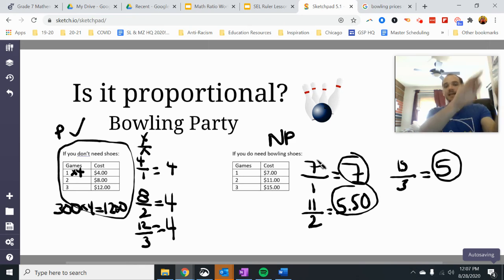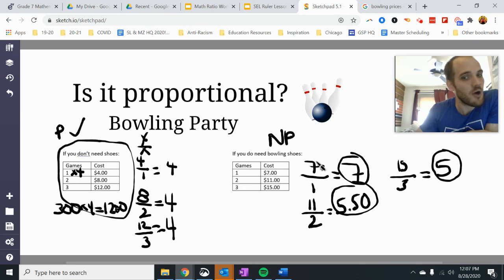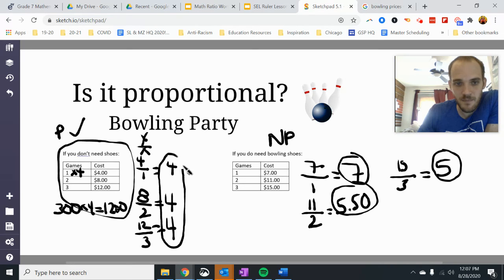Today's goal is to look at a table and decide if it's proportional or not. To decide if a table is proportional, all you have to do is compare the ratio every time. Here I compared 4 divided by 1, 8 divided by 2, 12 divided by 3, and they were all the same. It was always $4 a game, which makes it proportional.